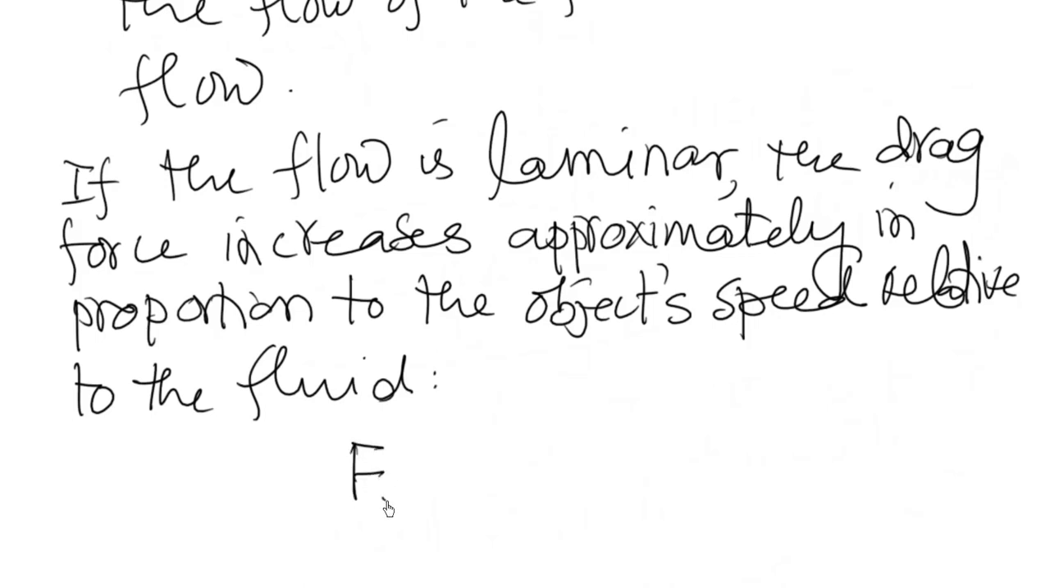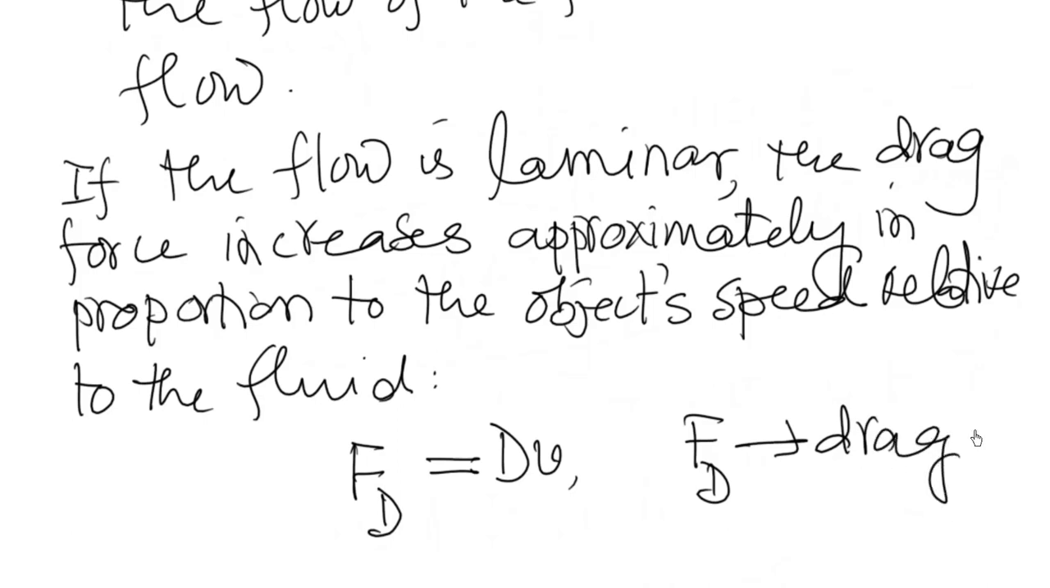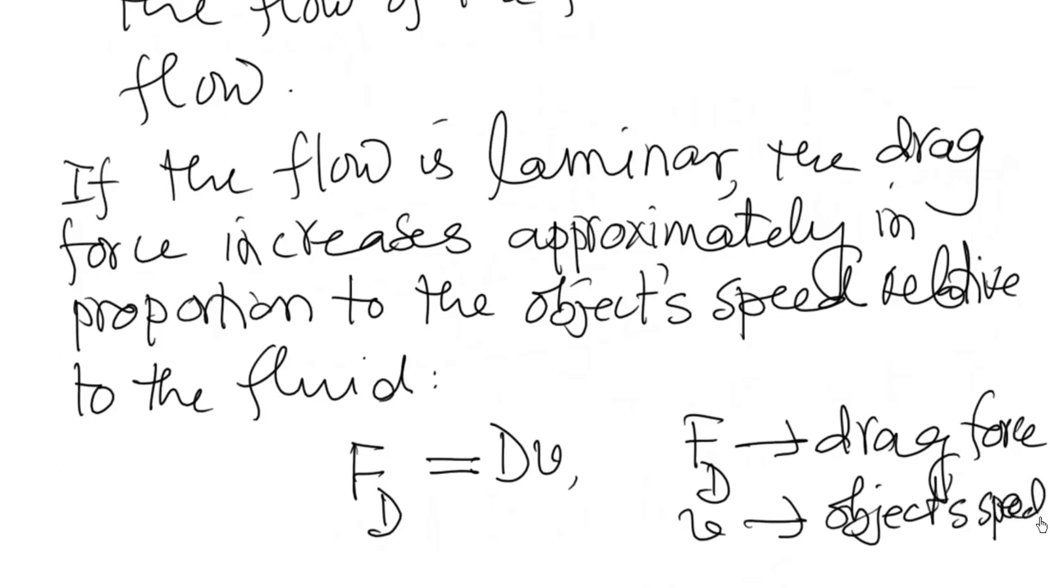That means if Fd is the drag force, then this can be written as capital D into V, where Fd is the drag force on the object moving through the fluid, and V is the object's speed, and D is a constant.